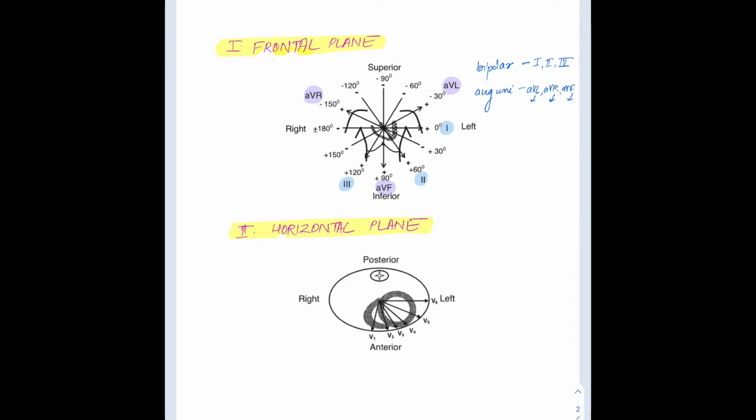Now it's also very important to know that when I say lead 1, I actually point towards this side and not towards this side. Even though this entire line is the axis of lead 1, I say that this is the side of lead 1 because here is where you have the positive polarity. So wherever you have the positive polarity, that is the point you will be referring to as the exact lead, right?